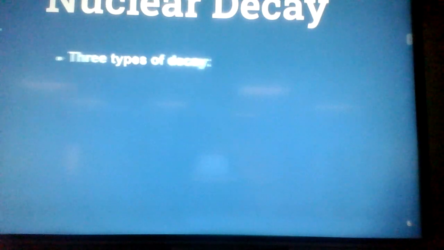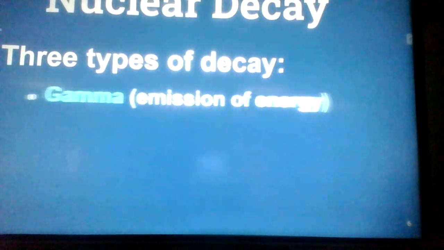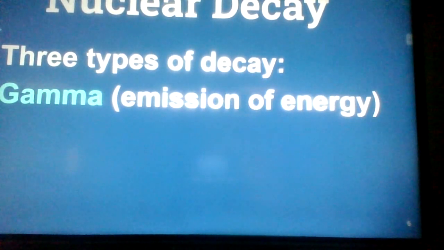In nuclear decay, let's just list the three kinds on this page, and the next few pages will give a little bit of detail about each one. The first kind we'll talk about is called gamma decay. In gamma decay, only energy leaves the nucleus, nothing else. No protons leave, no neutrons leave. Only energy in the form of gamma radiation leaves, hence the name gamma decay.